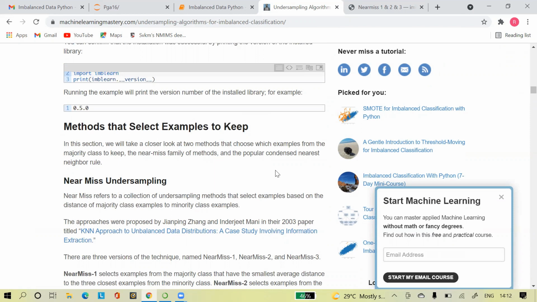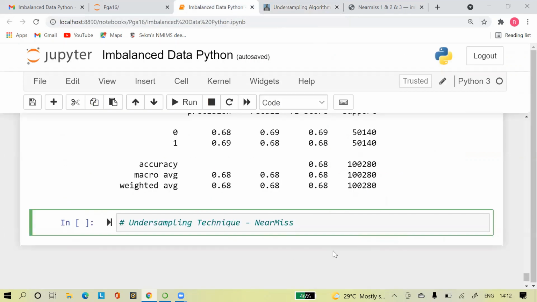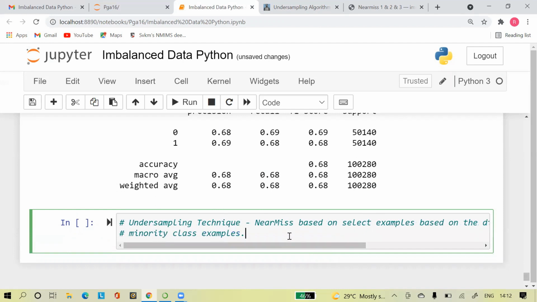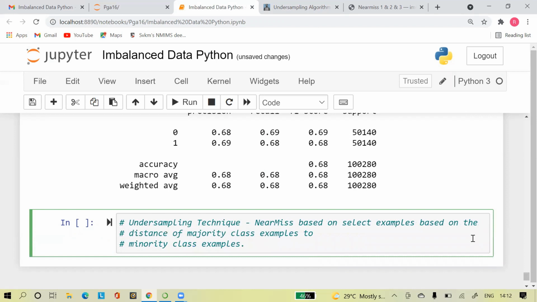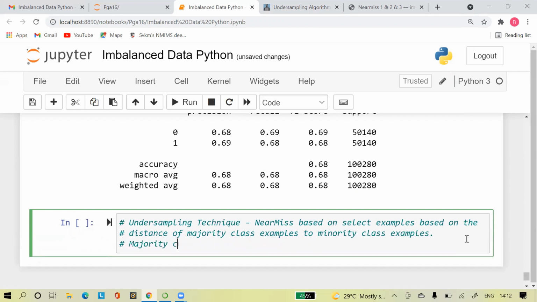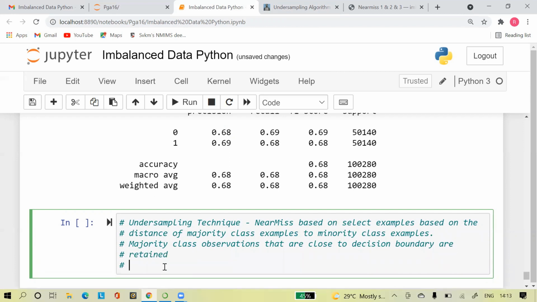So this selects examples based on the distance of the majority class to the minority class. Majority class observations that are close to the decision boundary are retained, and the farthest distance observations are removed.